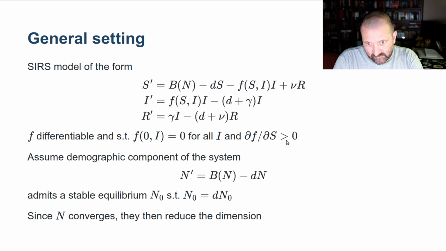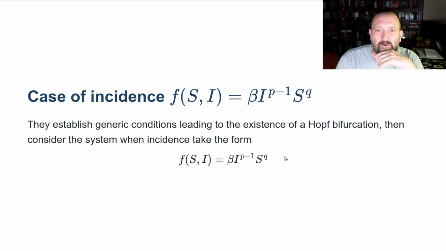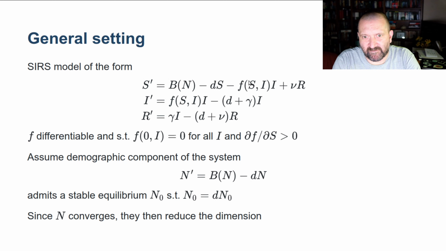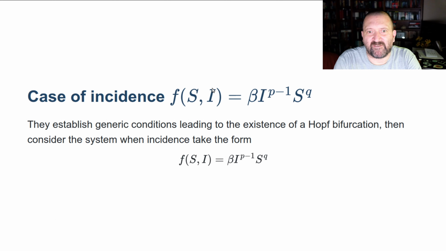They do some basic analysis. I'm not going to look too much at this. And they look at an incidence function, a general incidence, okay? Because the way it's written, it's f of S I times I. So this is like f of S I times I is beta times I to the p S to the q, which we have seen already in the part about incidence functions. And when they study this model, they establish conditions which lead to the existence of a Hopf bifurcation.